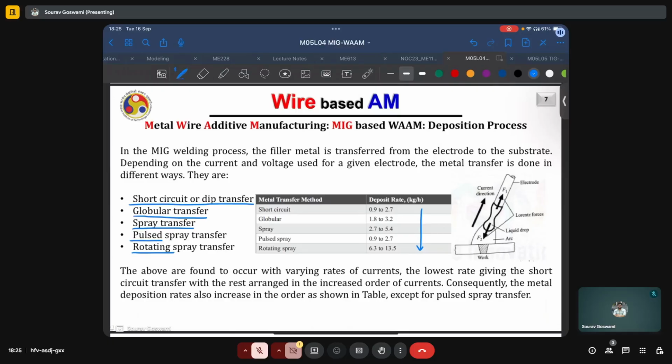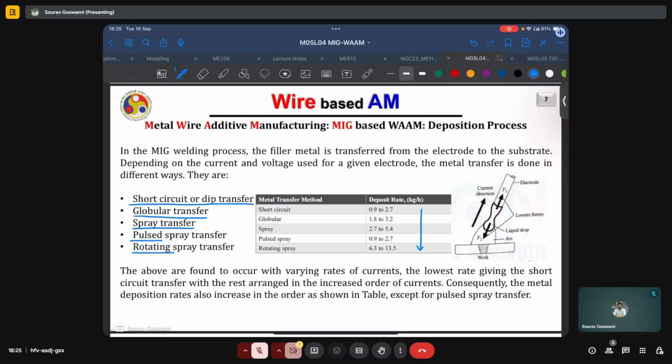Of course, the other side of the coin is that because of these high deposition rates, the geometric accuracy is compromised. But then, with the advent of hybrid methods, where you also have subtractive cycles or subtractive options, sometimes in every layer, it can be taken care of. That is why wire arc additive manufacturing is a very attractive process.